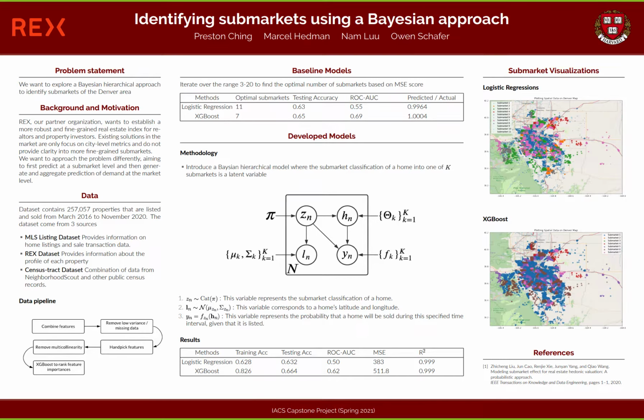Hey everyone, today my team Marcel, Nam, Owen and myself, Preston, we're presenting our project on identifying submarkets using a Bayesian approach. So our partner organization Rex is a real estate tech company, leveraging the power of machine learning to match homeowners and buyers, creating a platform that significantly reduces transaction fees.